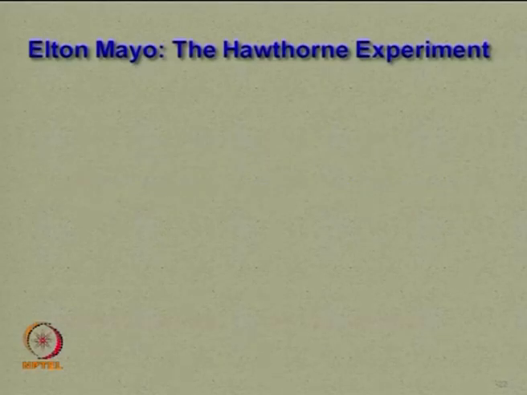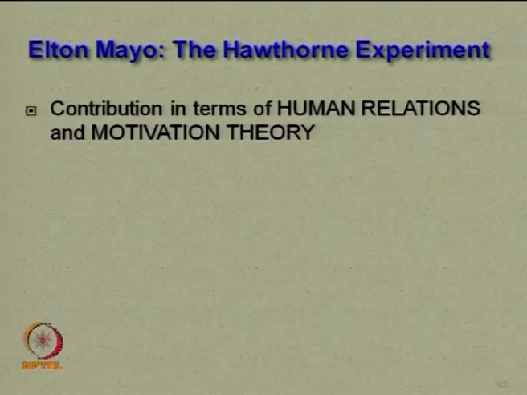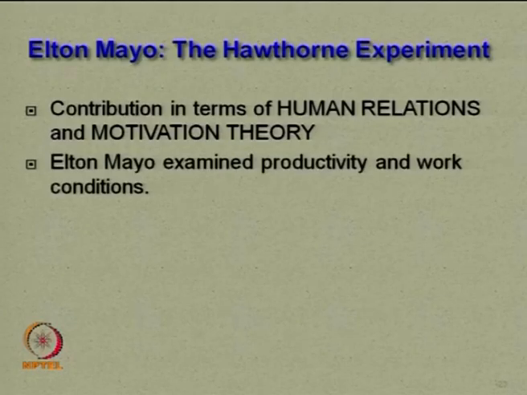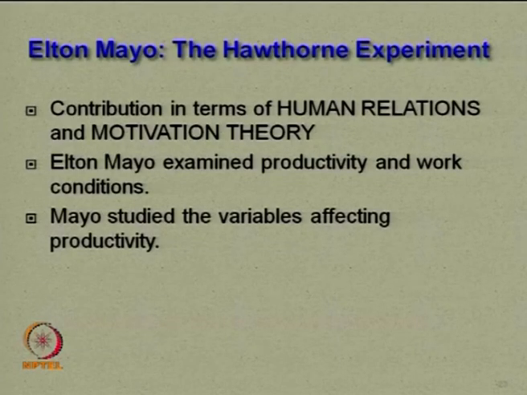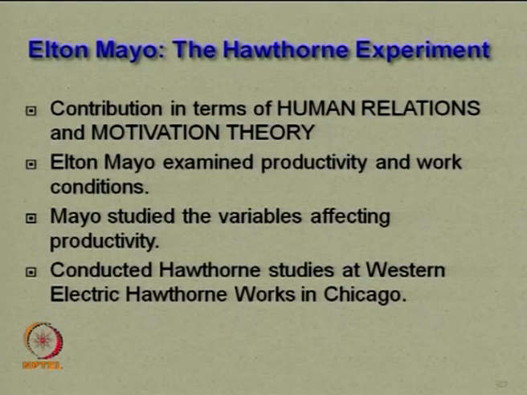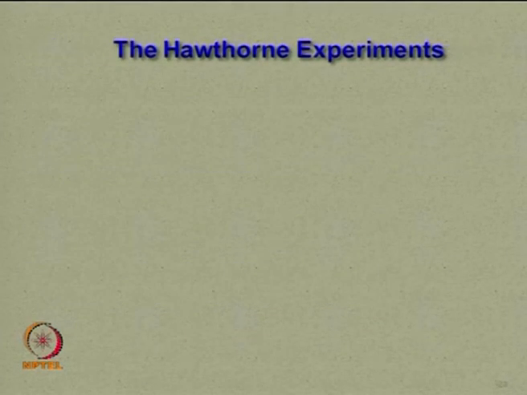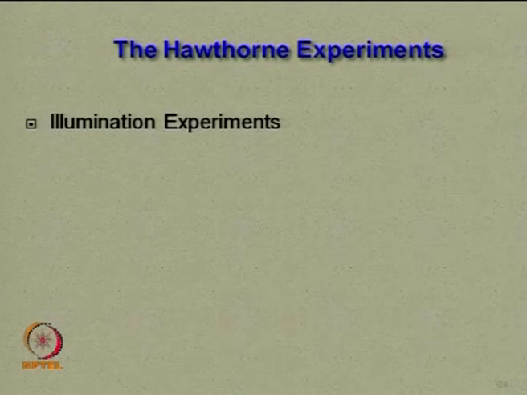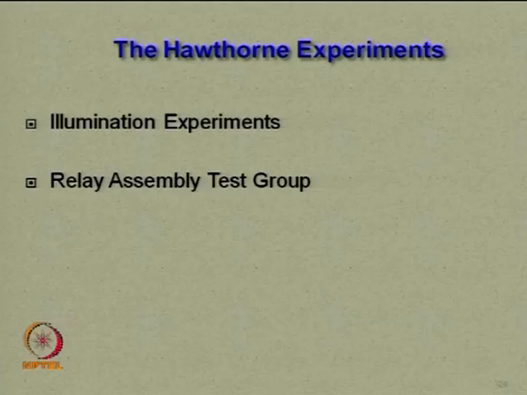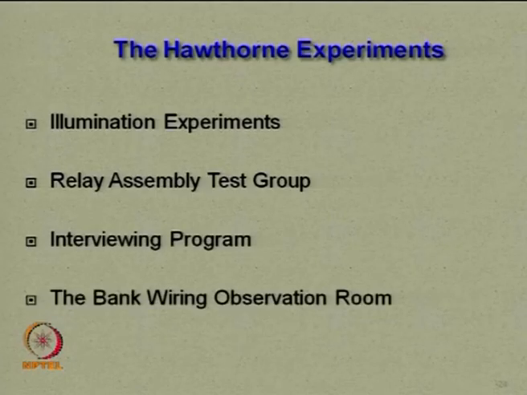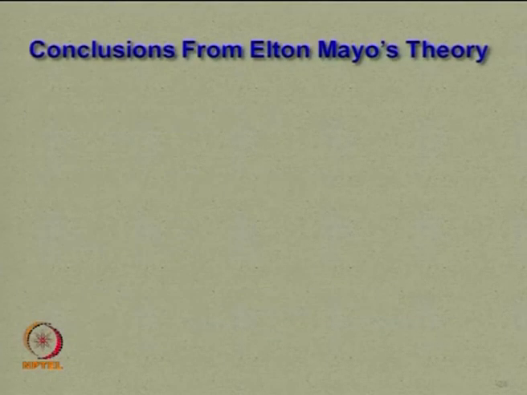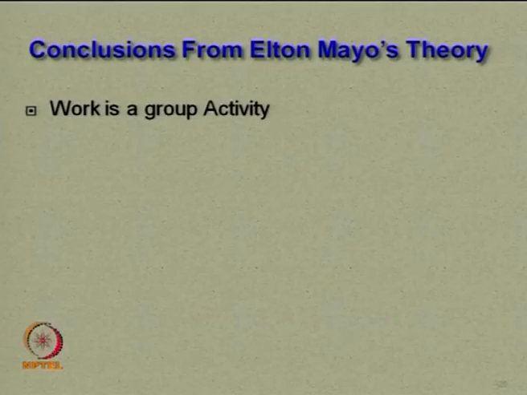Elton Mayo's Hawthorne experiment. The contribution in terms of human relations and motivation theory. Elton Mayo examined productivity and work conditions. Mayo studied the variables affecting productivity, conducted Hawthorne studies at Western Electric Hawthorne Works in Chicago, and he held elimination experiments which said that the better the conditions, the more the productivity would improve. So relay assembly test groups, interviewing programs, the bank wiring observation room. The experiments' conclusions from Elton Mayo's theory: work is a group activity.